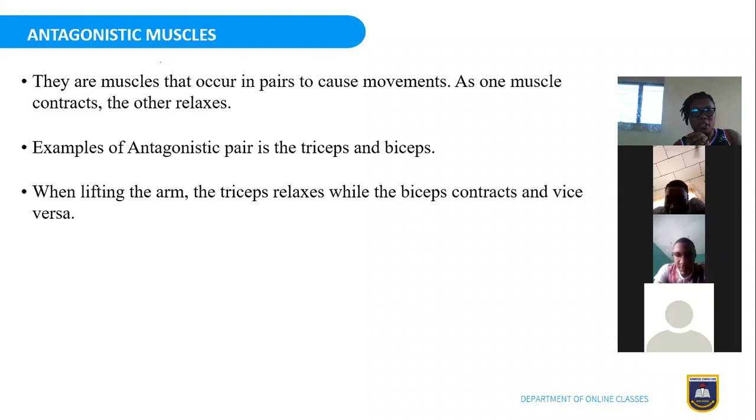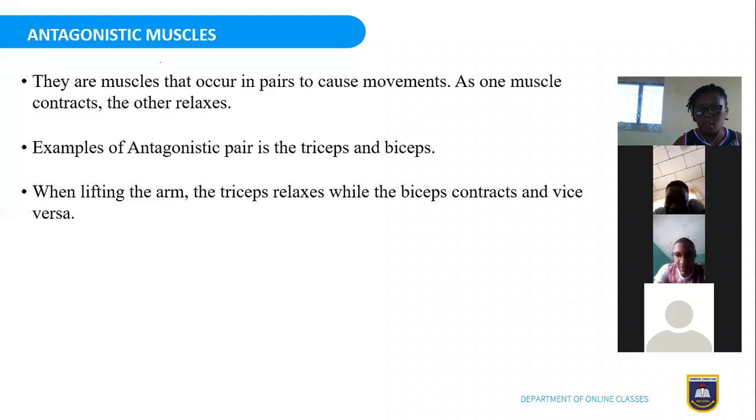So as I was saying, if you are raising your hand, the triceps will relax, the biceps will contract. Then when I'm putting my hand down, it changes, vice versa. So for instance, my hand is up, triceps has relaxed, biceps has contracted. When I bring my hand down, the biceps will relax, triceps will what? Contract. That's why I mean vice versa. So the opposite. When you put it up, triceps relax, biceps contract. When you bring it down, triceps contract, biceps relax. I hope I am clear.